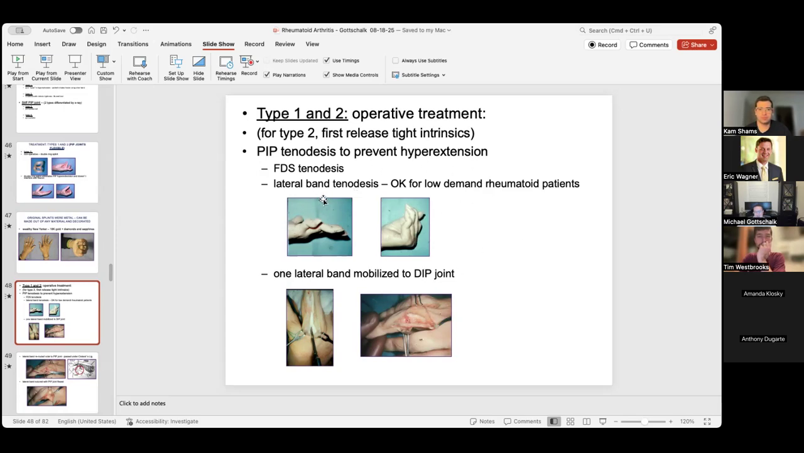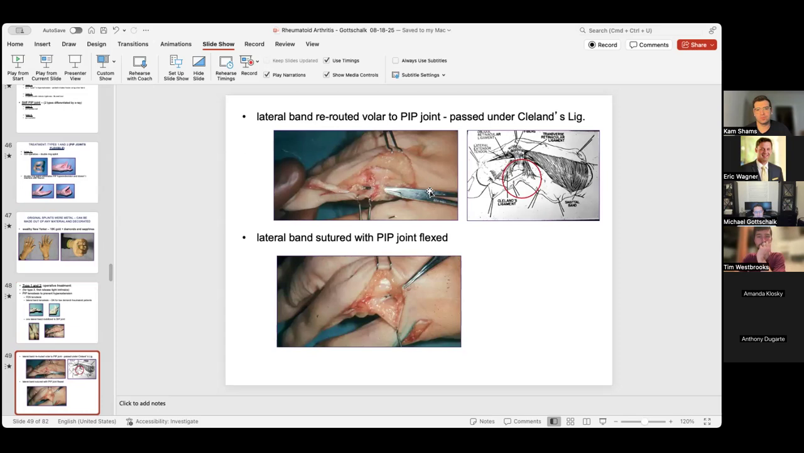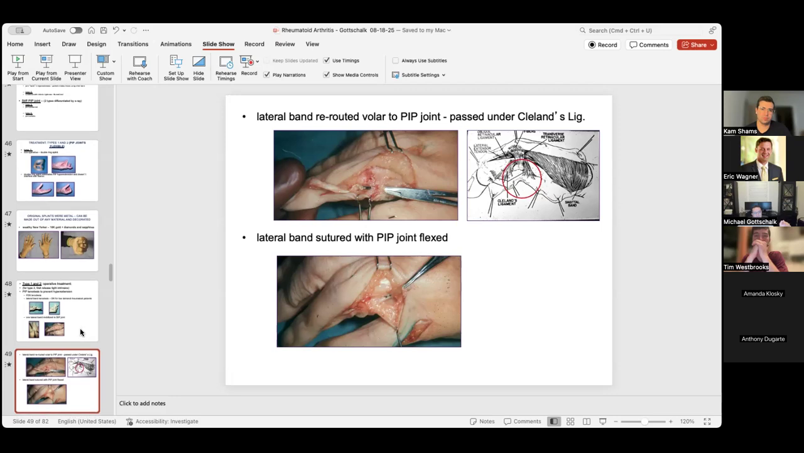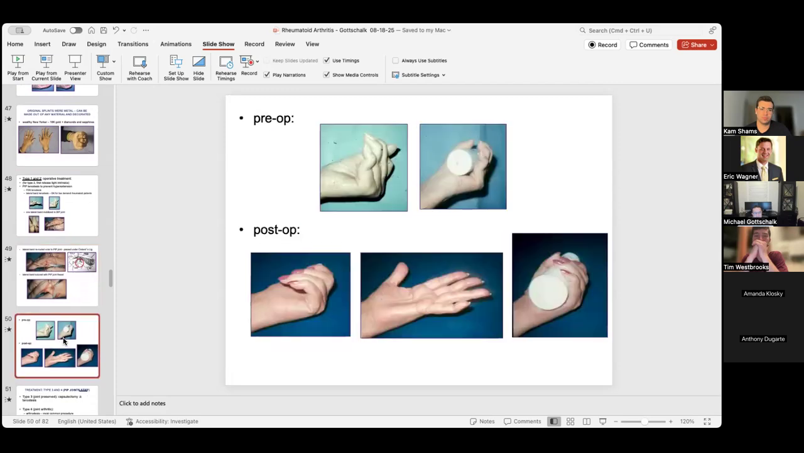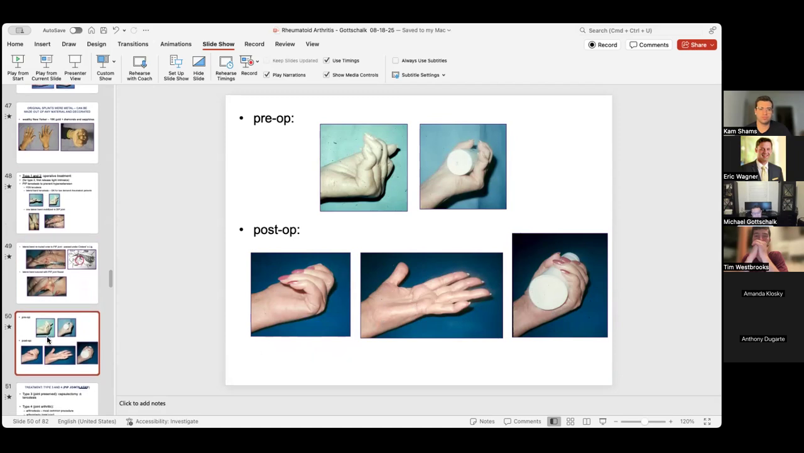This was one of the cooler surgeries I did when I was in fellowship. This is essentially where you take your lateral band, you cut it proximally, and you bring it underneath Cleland's ligaments, and you pull it through, and then you tack it back up to essentially where it was. And now it's tethered volarly so that it cannot extend. More often than not, whenever we do these, we typically tend to pin the joint in 20, 30 degrees of flexion for a period of 4 to 6 weeks. But they can actually do exceedingly well. Like pre-op, where they couldn't curl, now post-op, it's a pretty remarkable ability to get them back into some normal function and a normal looking hand.